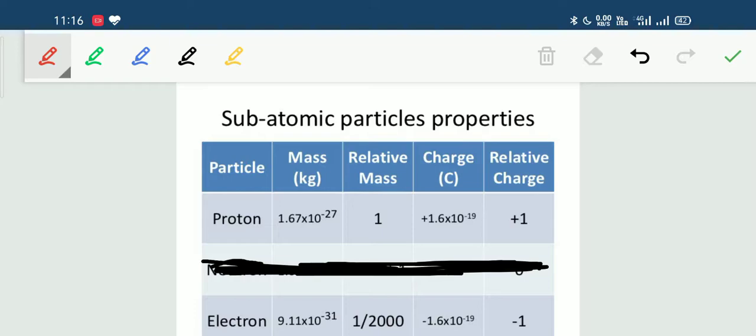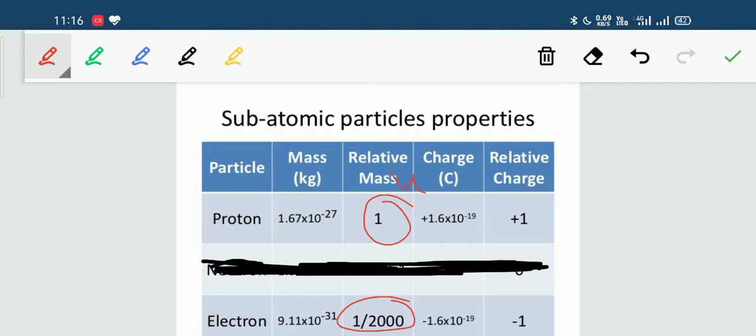Now, the relative mass of proton is taken as 1 U, that means in terms of U, atomic mass unit, and the relative atomic mass of electron is taken as 1 by 2000 U. This value 1 upon 2000 is very small value, it can be neglected.